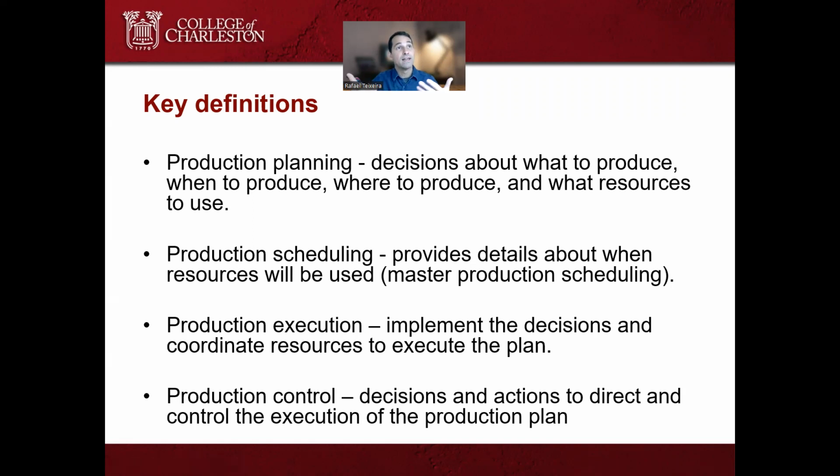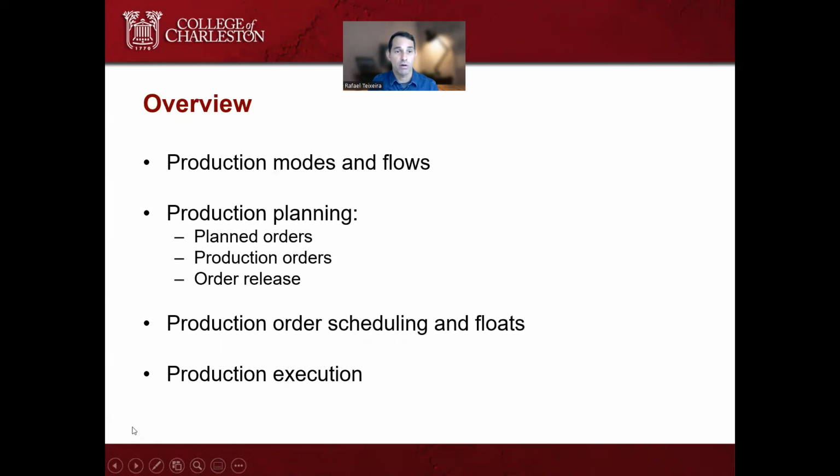And production control is after starting the execution process. Are we doing according to the plan? Are we following the plan? What is happening? That's decisions and actions to direct and control the execution process to make sure it's going according to our plan. The overview for the entire set of slides is this.